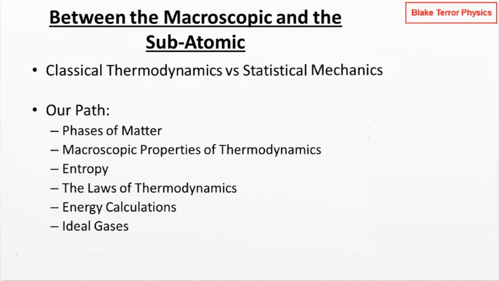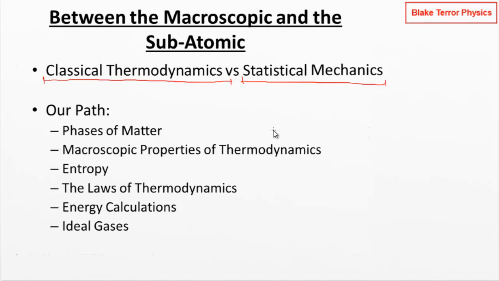The number of particles is just incomprehensible, really, and it's so large. How on earth do you manage that number of particles? And here we get another split between classical and modern physics. We've got two ways of thinking about this. We've got classical thermodynamics and we've got statistical mechanics.